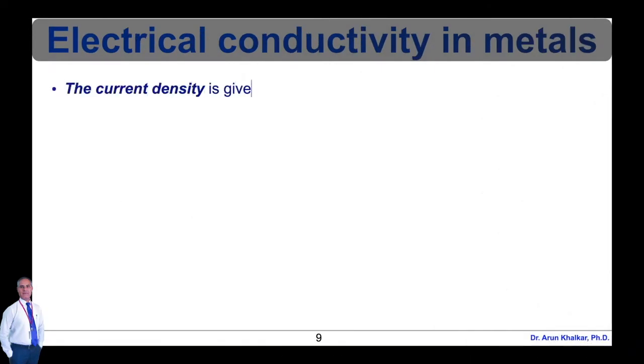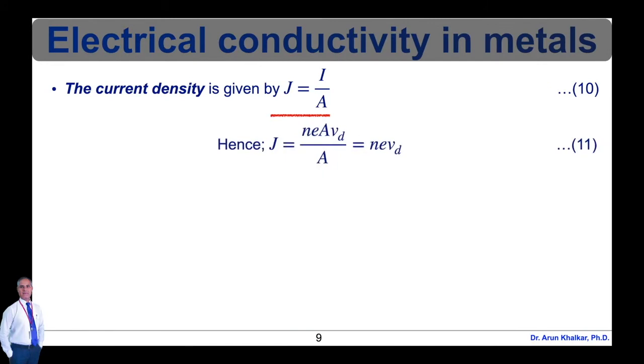Therefore, the current density is given by capital J is equal to capital I upon capital A. Let's say this is equation number 10. Hence, current density capital J is equal to, by simply putting the value of capital I, that is the current equation, neAVd divided by A. So the area capital A will get cancelled. Then finally we will have the current density capital J is equal to neVd. Let's say this is equation number 11.